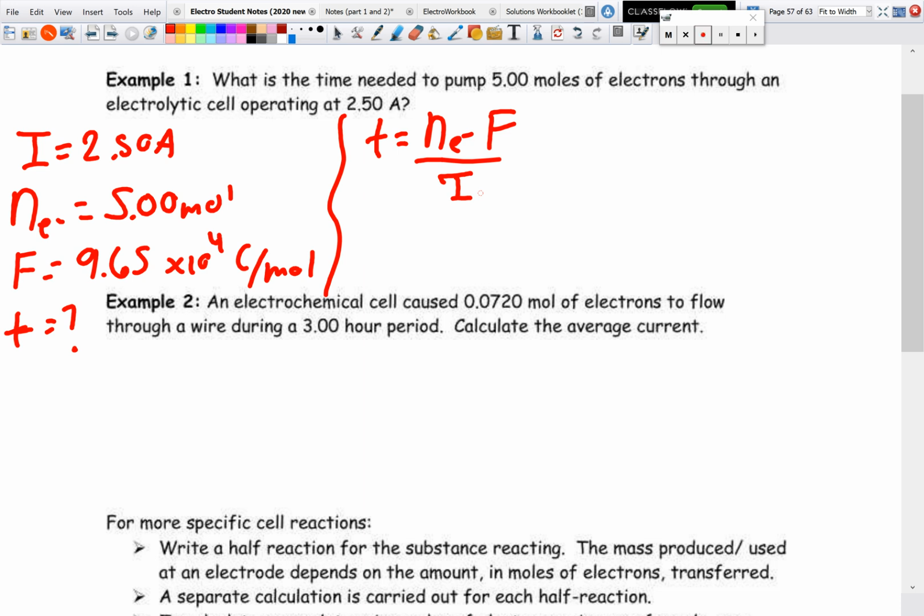Now, before I actually plug these in, just make sure that the units all match. We see number of moles of electrons is in moles. Faraday's constant is coulombs per mole. That's good. Current is in amps, right? So that's important. It's not milliamps or kiloamps. It's just amps. That's what we need. So therefore, we don't need to change any of our variables. So we can plug everything in as they show up.